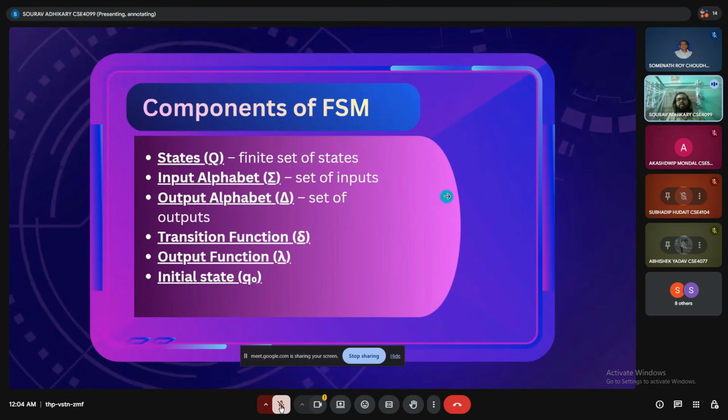So what are the components of the FSM, or finite state machine? First, it is states, which is denoted by Q, that means a finite set of states. Then it is sigma, which means input alphabet, which determines the set of inputs, and then output alphabet, which is denoted by delta. It means the set of outputs. And then there is a transition function, which is denoted by delta, an output function denoted by lambda, and the initial state denoted by q naught.